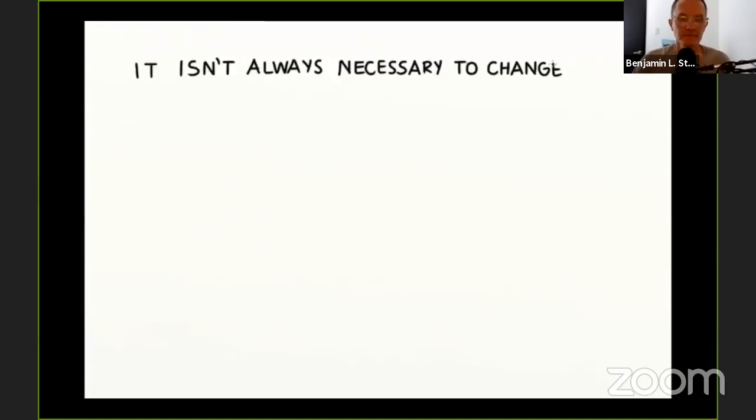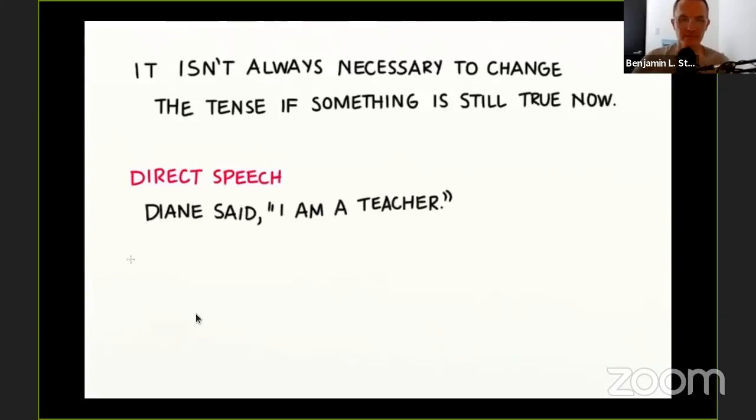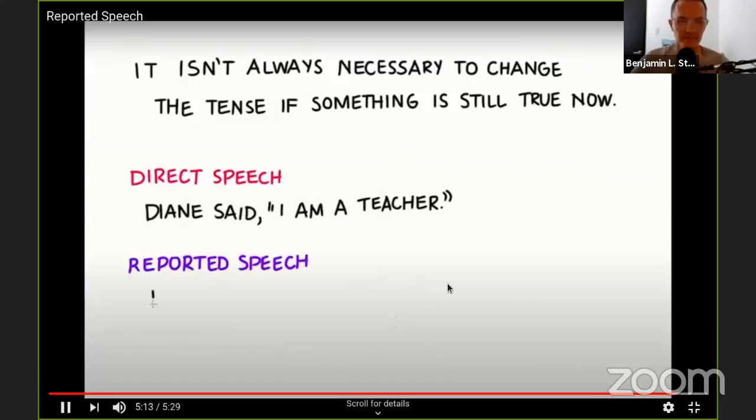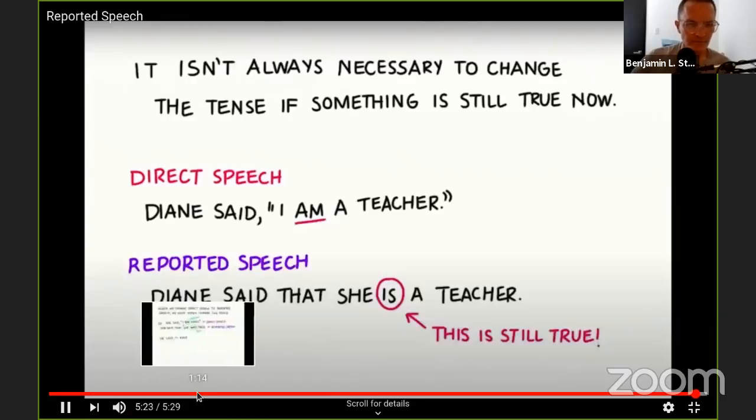And one last piece of information. It isn't always necessary to change the tense if something is still true now. For example, direct speech: Diane said, I am a teacher. Diane said that she is a teacher. We don't need to change the tense because this is still true now.